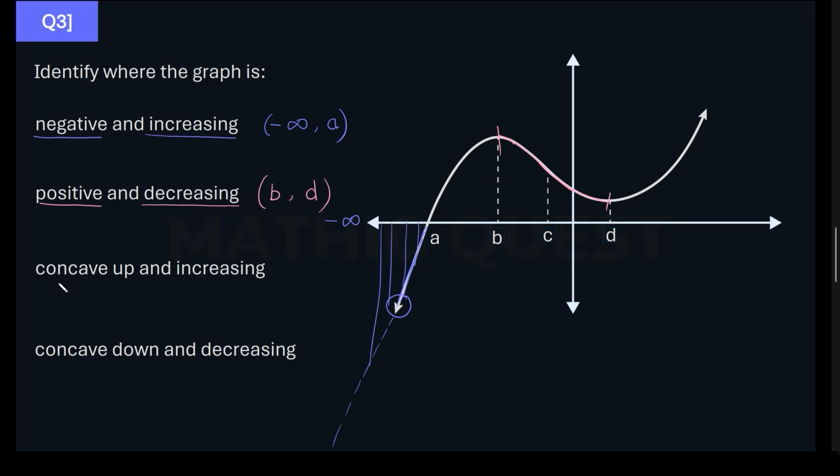Now, we want the function to be concave up and increasing. If we look here, this entire region is concave up. But because we also want it to be increasing, we will only consider this interval. And here again, because of the arrow, we will write our interval as d to positive infinity. And then finally, we want the function to be concave down and decreasing. So concave down is here, and because we want it to be decreasing, we will only consider this interval, from b to c.